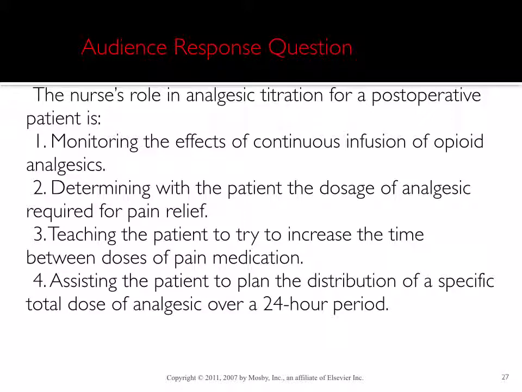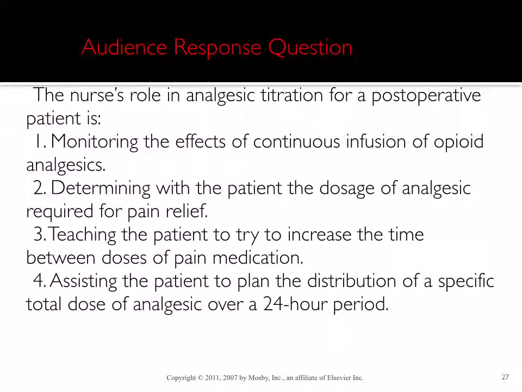So the first is monitoring the effects of continuous infusion of opioid analgesics, determining with the patient the doses of analgesic required for pain relief, teaching the patient to try to increase the time between doses of pain medication, and assisting the patient to plan the distribution of a specific total dose of analgesic over a 24-hour period.